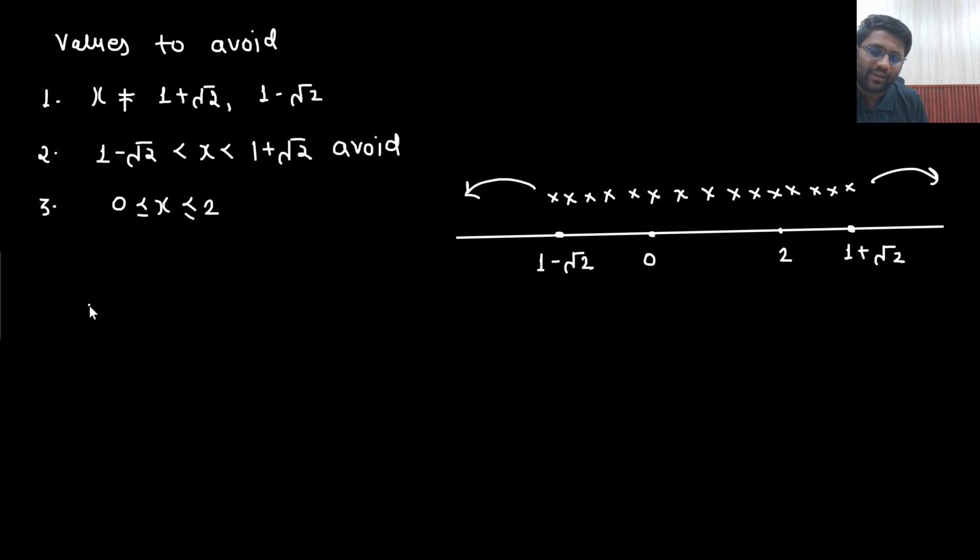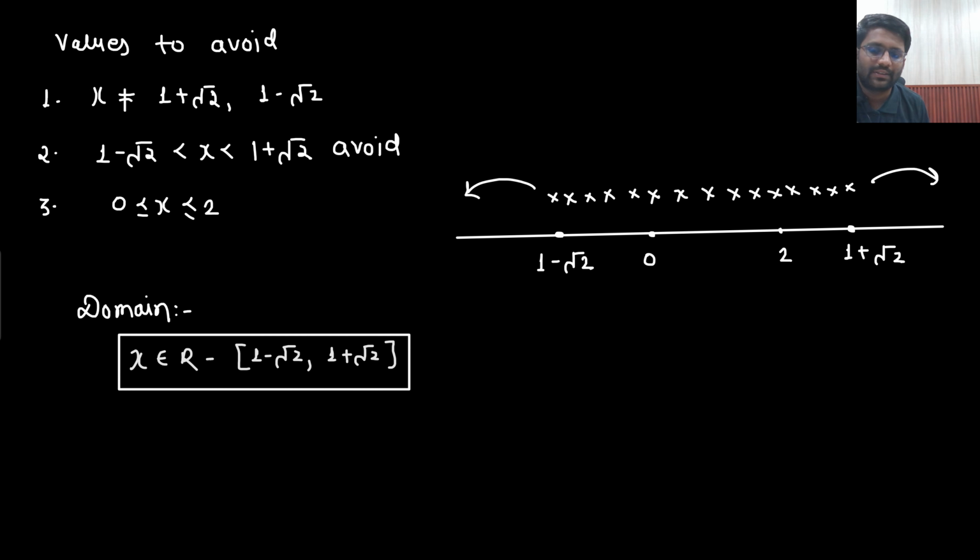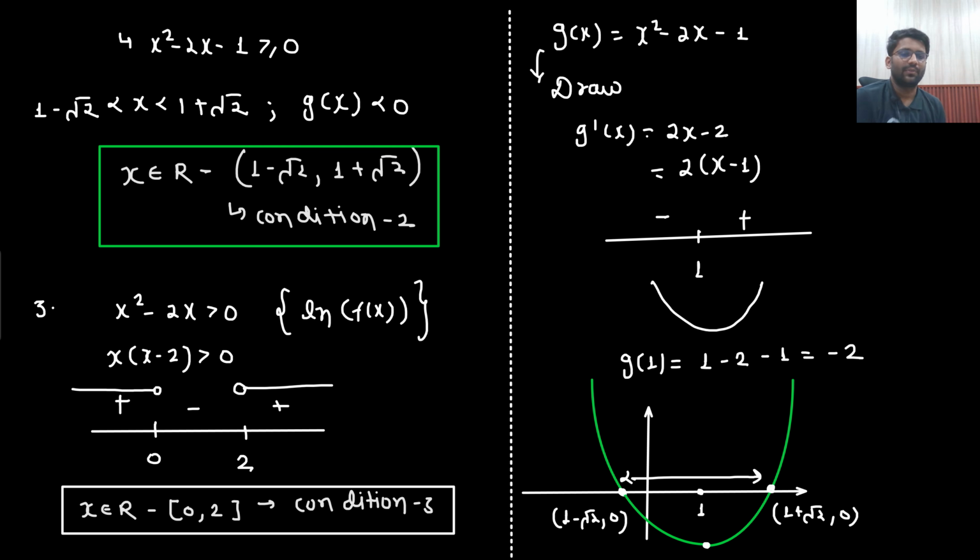That means what will be the domain? The domain will be x belonging to all the real values will be accepted, but not the values between 1 minus under root 2 and 1 plus under root 2. Along with that, 1 minus under root 2 and 1 plus under root 2 will also not be accepted. That means boundary values will also not be accepted. This is the domain. Is that understandable to you or not? So can you find out the domain of any function now?